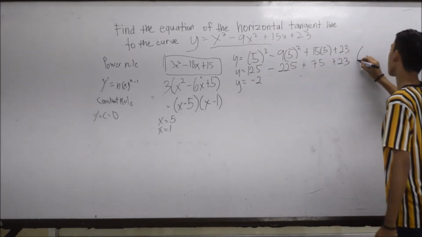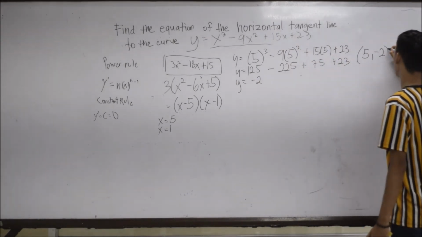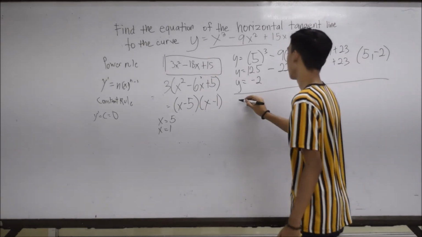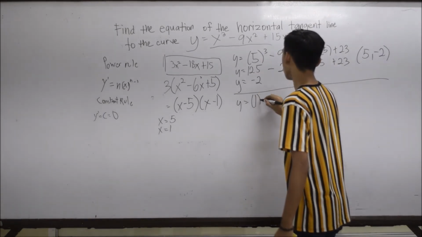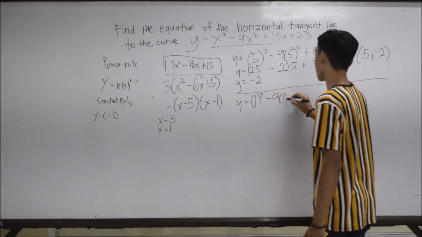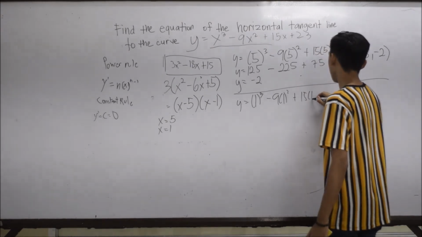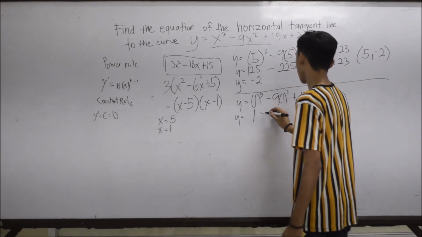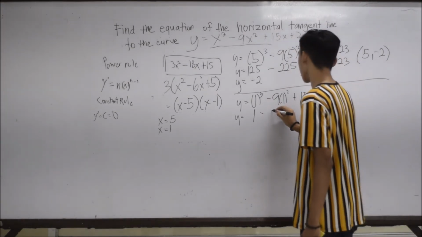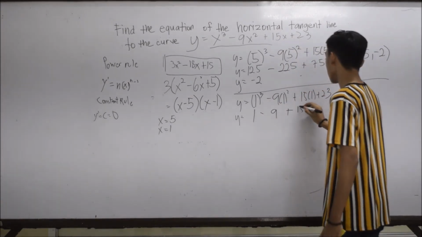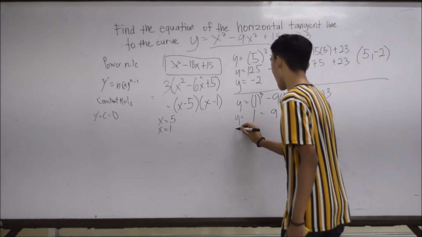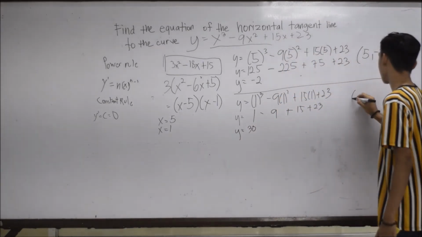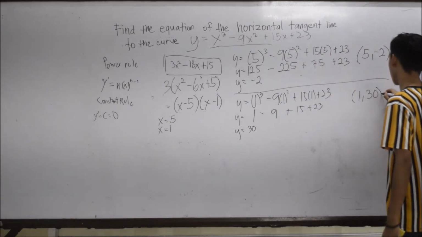The point of tangency is 5, negative 2. And we're going to substitute x equals 1. So y equals 1 cubed minus 9 times 1 squared plus 15 times 1 plus 23. So 1 cubed is 1, 9 times 1 squared is 9, plus 15 times 1 is 15, plus 23. And we're going to add this up, it's going to be 30. The point of tangency is 1, 30.